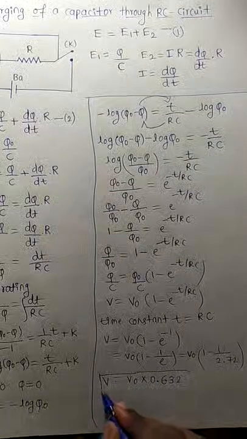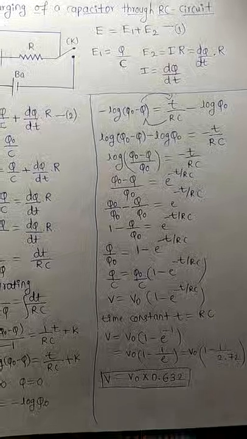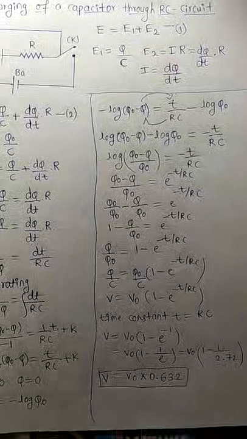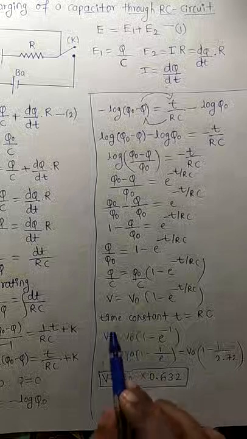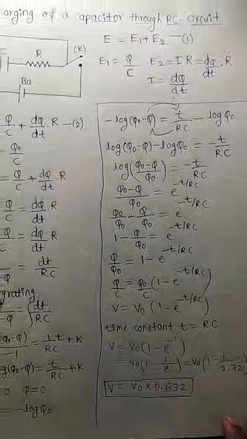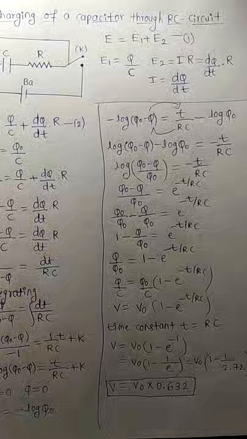Okay, so from this we got how the voltage will be in a capacitor. That is phi is equal to phi naught into 0.632. So from this they are defining a time constant. See, time constant for RL circuit is different and time constant for an RC circuit is different. So they will mention which circuit time constant you should define.